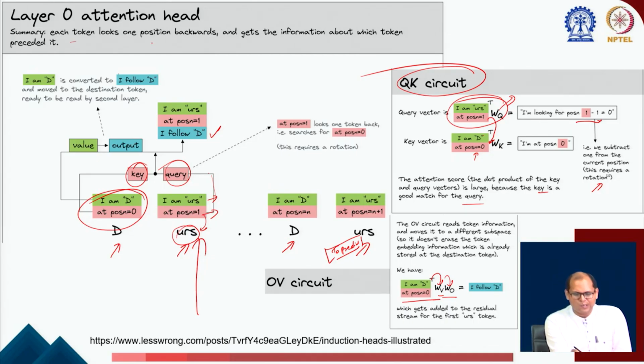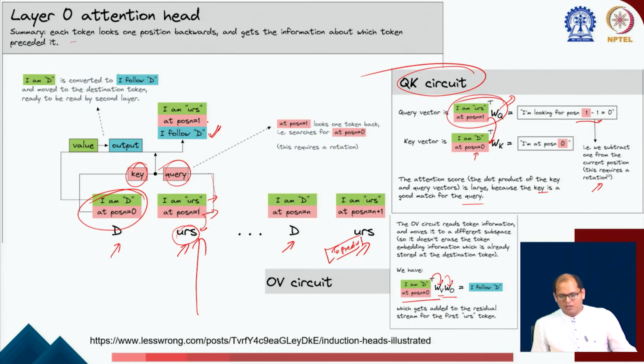Each token looks one position backward and gets the information about which token precedes it. It does not have explicit position information, but using the rotation it can find out, and then it puts that in its subspace: I follow D. So each token is putting this information: I follow this token, I follow this token.